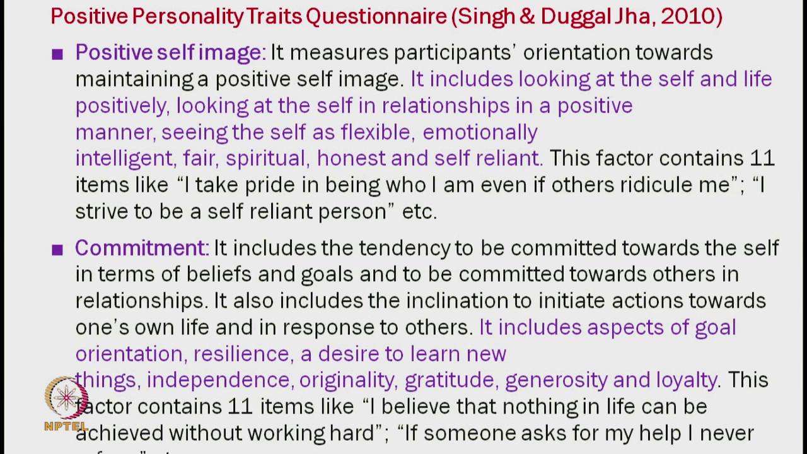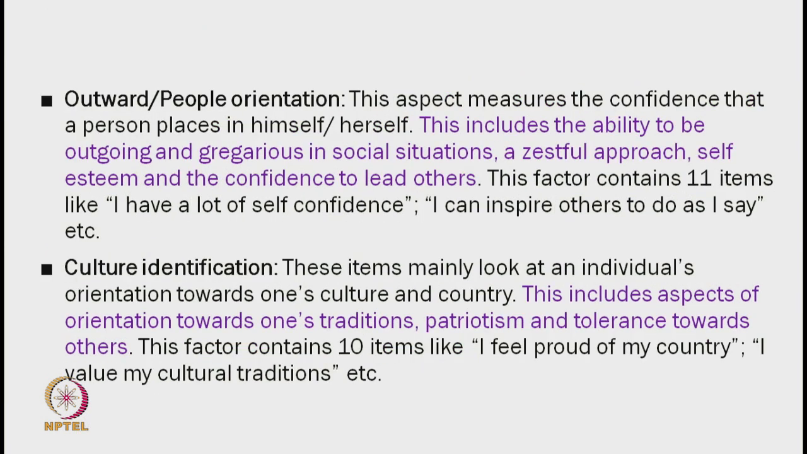And that way, it is again another character strength, or we can say positive personality trait, which we revealed on the basis of our previous study. The third factor was outward people orientation. This aspect measures the confidence that a person places in himself or herself. This includes the ability to be outgoing and gregarious in social situations, a jestful approach, self-esteem and the confidence to lead others. Again, this factor has 11 items, and sample items were: I have a lot of self-confidence, I can inspire others to do as I say, etc.